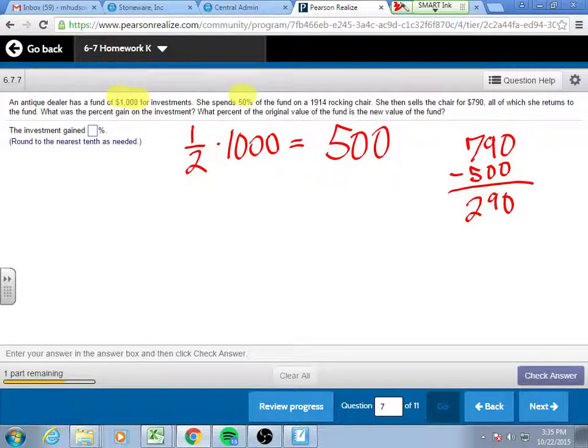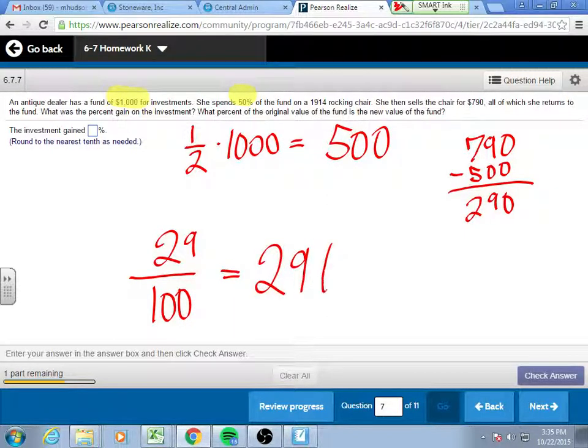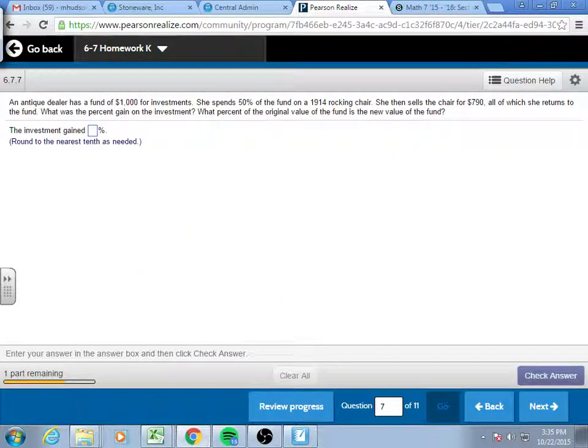So Ben has profited $290 on his fund that originally had $1,000. Now this is real nice because to convert this to a percent, I can chop off those zeros and it just becomes a 29% increase. But then Ben will ask you the new value of the fund and then you use a percent over 100.